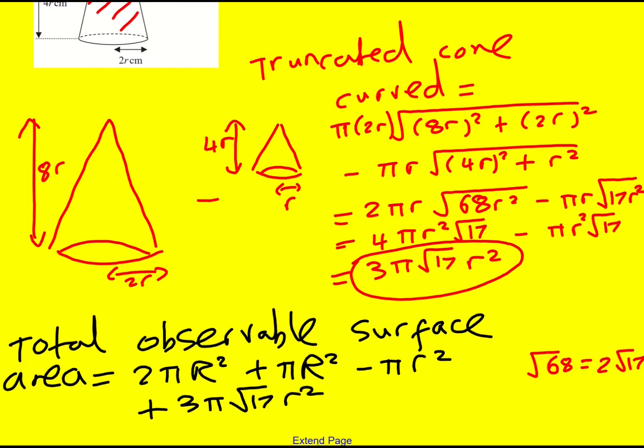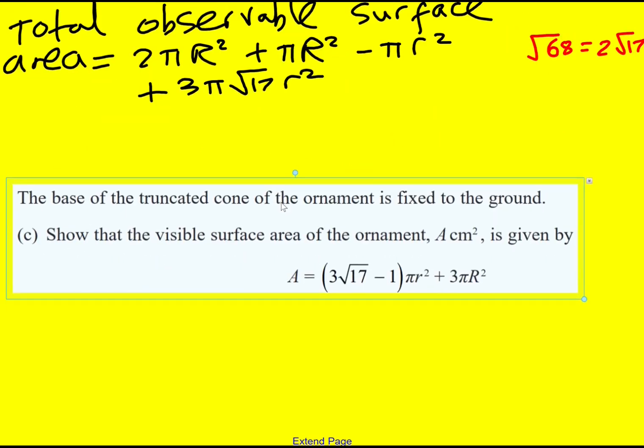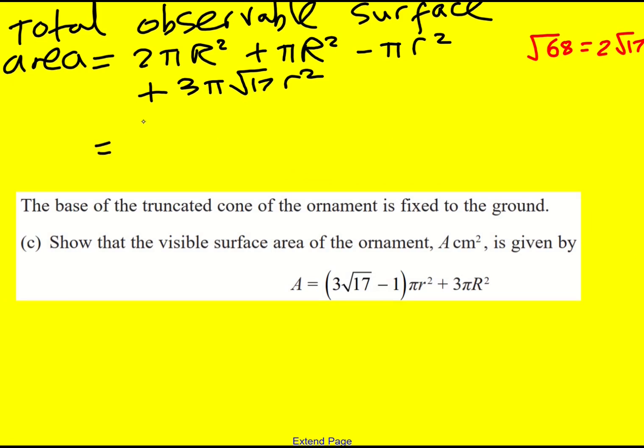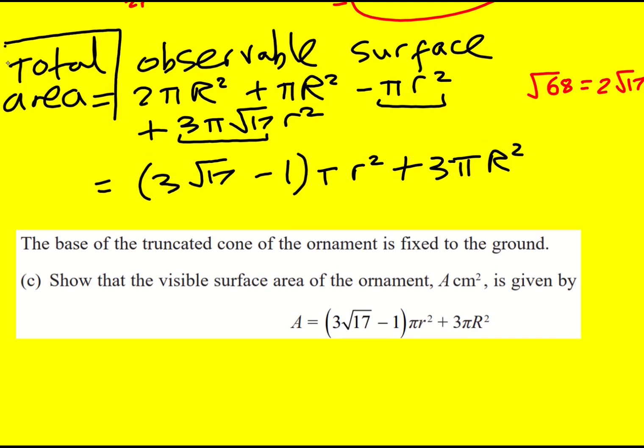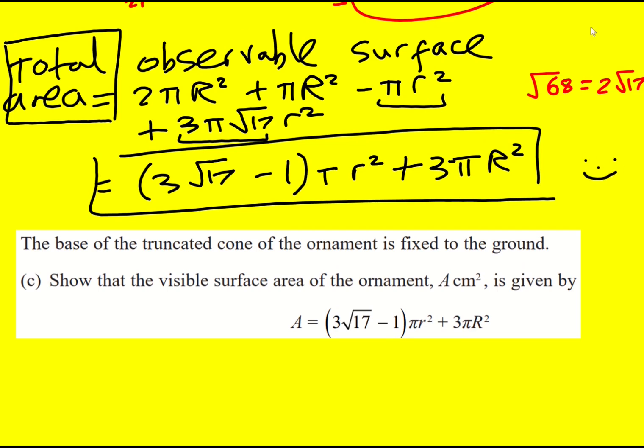Let's just make sure we write it in the correct way. We can also check if we made a mistake, we can spot it. But I think this is all good. So we're going to get 3 root 17 minus 1. I can factorize out the pi r squared. And then add the other two terms together, leaving me 3 pi capital R squared overall. All right, nice job. Keep going.